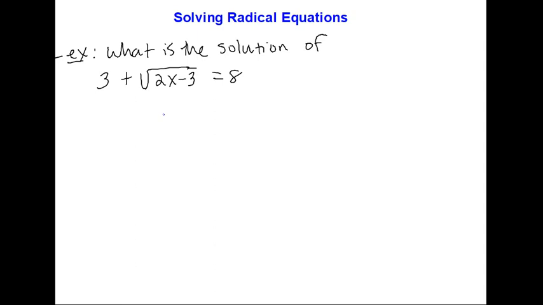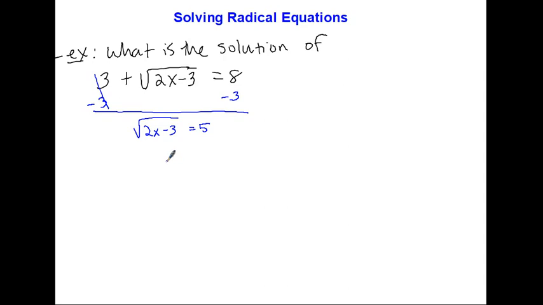Today I want to go over with you how to solve radical equations. So to solve radical equations, you want to work on isolating the radical. And to isolate this radical here, we want to start by subtracting 3 from both sides. This will leave us with radical 2x minus 3 equals 8 minus 3, which is 5.